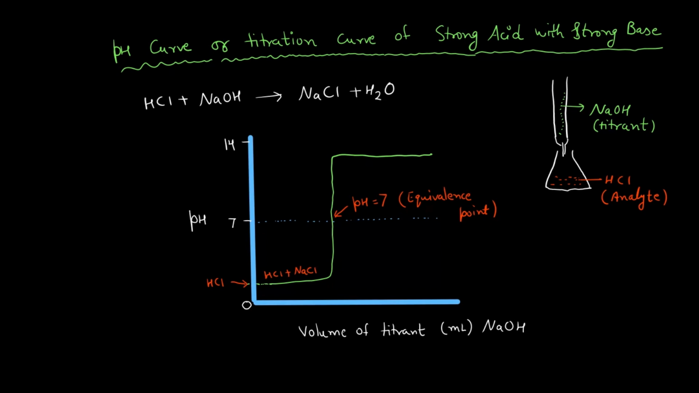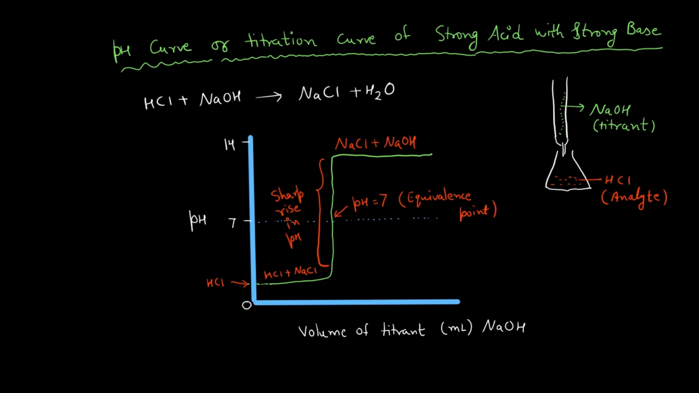When all the HCl has been converted into sodium chloride, we have a sharp rise in the pH. This is a sharp rise in pH. And when the pH becomes sufficiently high, we have sodium chloride and sodium hydroxide, because we keep on adding the sodium hydroxide. So along this line, we have sodium chloride and sodium hydroxide.